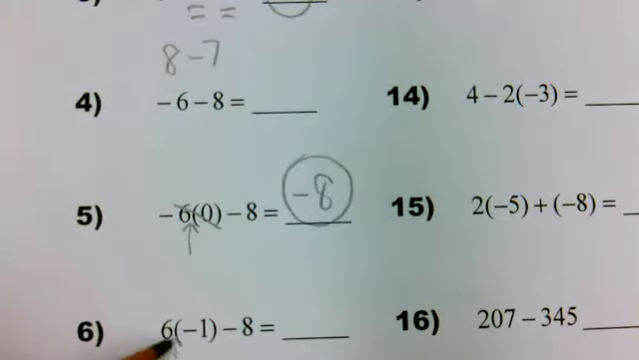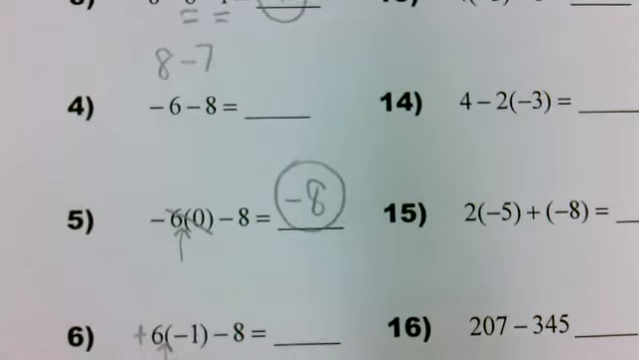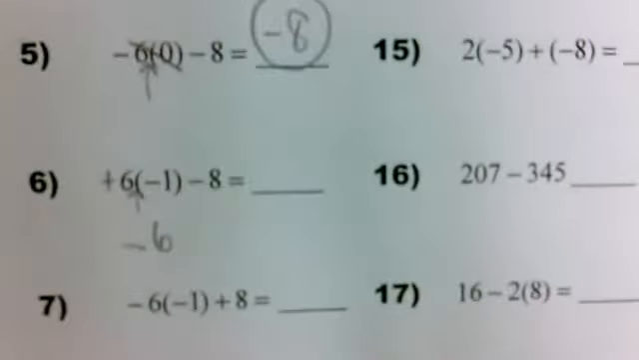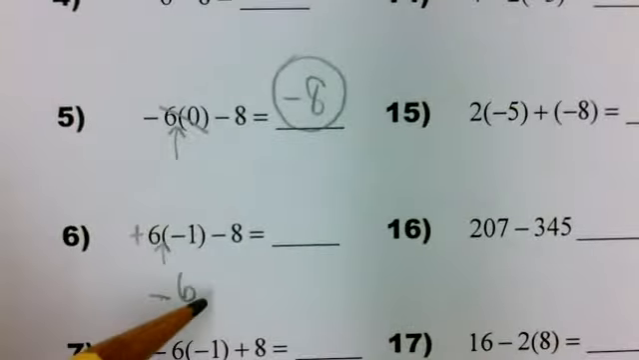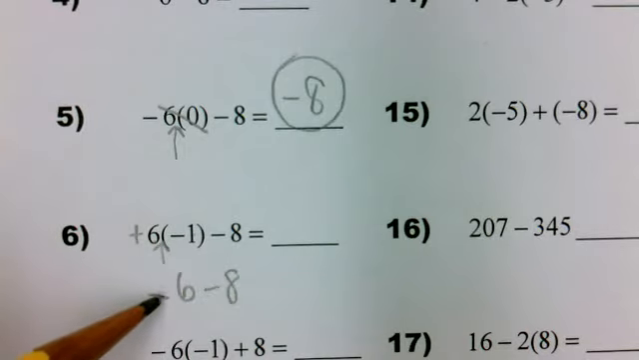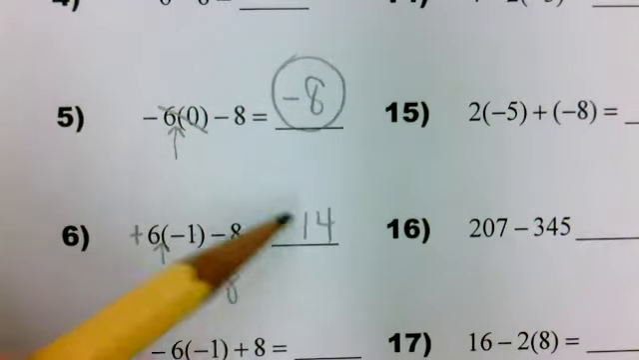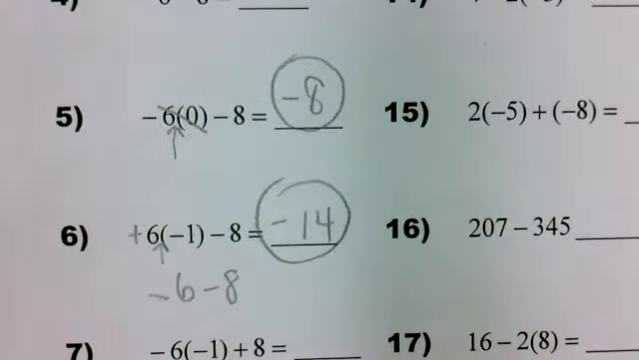Here, again, there's multiplication. A positive times a negative is a negative. And 6 times 1 is 6. So I got negative 6. Whoops, can't really see. So you have negative 6 here, minus 8. And then when I'm adding and subtracting now, when the signs are the same, I add and keep the sign.